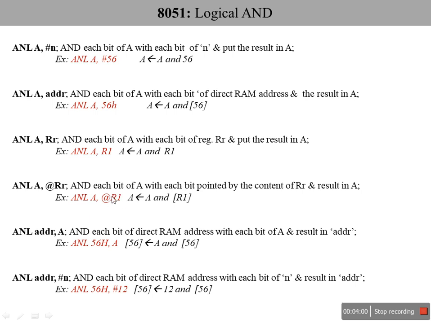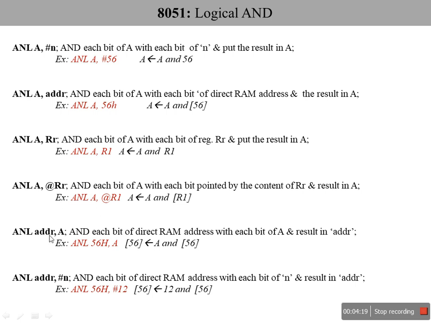This R1 here contains the address of the operand in internal RAM, and control goes to the specified memory location whose address is in R1, and from there it gets the data. That data will be bit by bit ANDed with accumulator, and the result will be in accumulator.